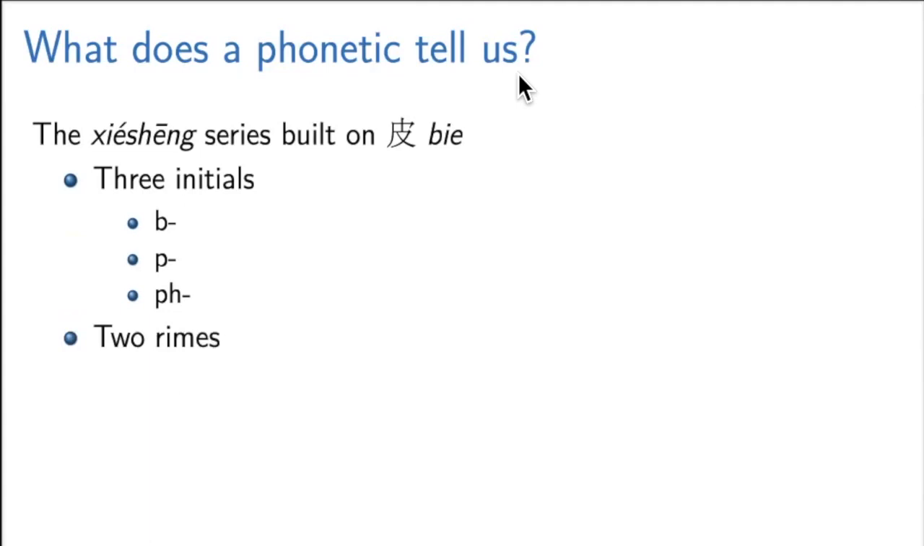And then as for the idea that the phonetic specifies the rhyme or the main vowel, we see here we have two rhymes. We have a and we have ye. So it seems that this conjecture was also disproved, if you like.